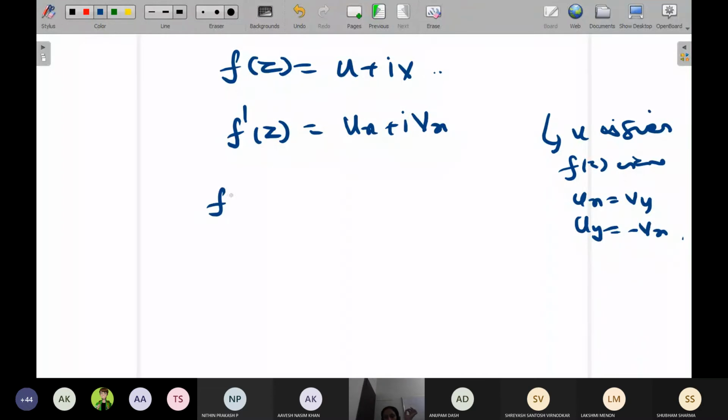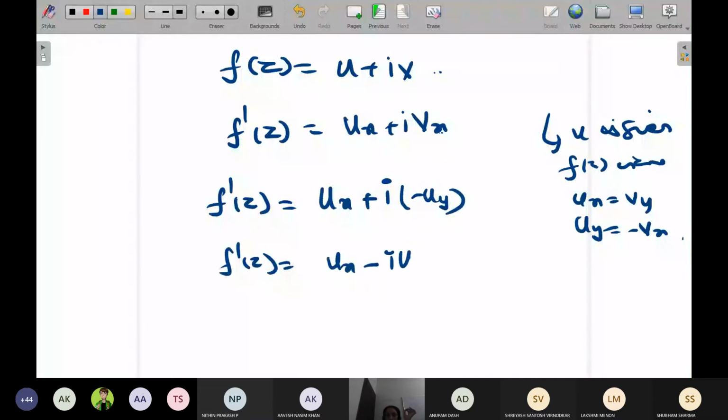So what will be your f dash of z? Your f dash of z will be ux plus i into vx. I can replace in terms of minus uy. Now your f dash of z will become ux minus i into uy. Okay, what does this Milne-Thomson method say?